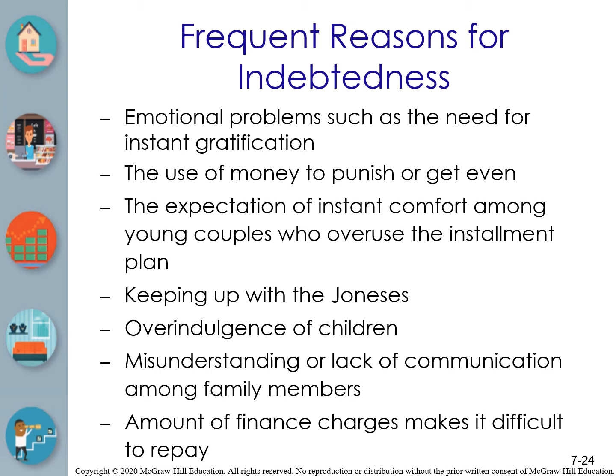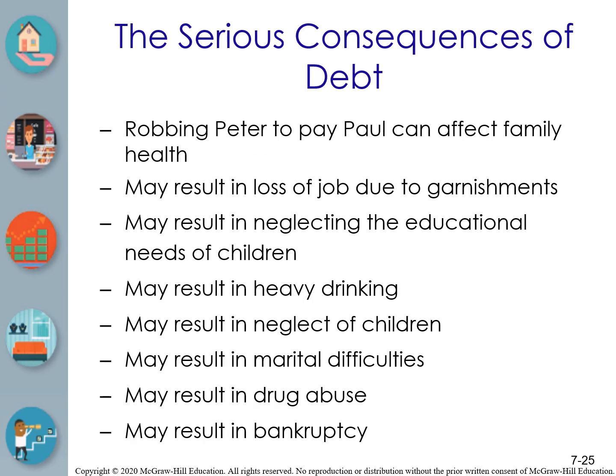Misunderstanding or lack of communication among family members. If you're not talking to each other, then you're most likely not talking about financial things, and that's even more difficult in some cases. The amount of finance charges makes it difficult to repay, meaning you want to buy something and you disregard the finance charges, and you find out when you have to start repaying. Again, these are things where you're ignoring what's in front of you and the serious consequences of debt.